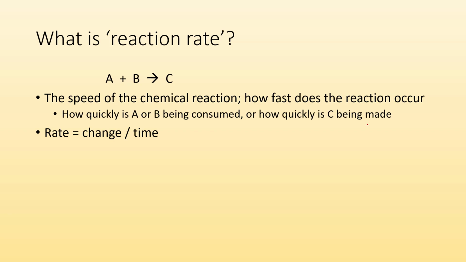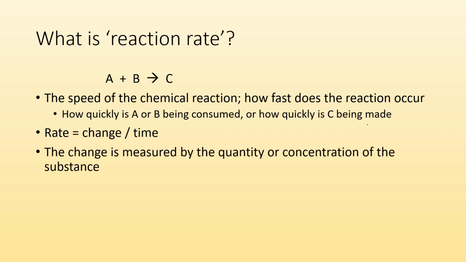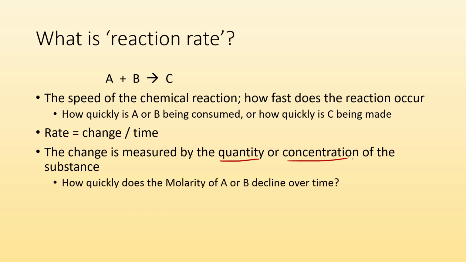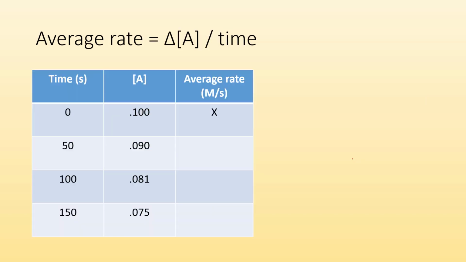So if we're talking about chemical reactions, we're talking about changes in the quantity or the concentration of a substance because we're making new stuff. So how quickly is that changing? So how quickly does the molarity of A or B decline because they're reactants, or how quickly does C appear over time? So average rate is just going to be the change in the thing we're talking about over time.